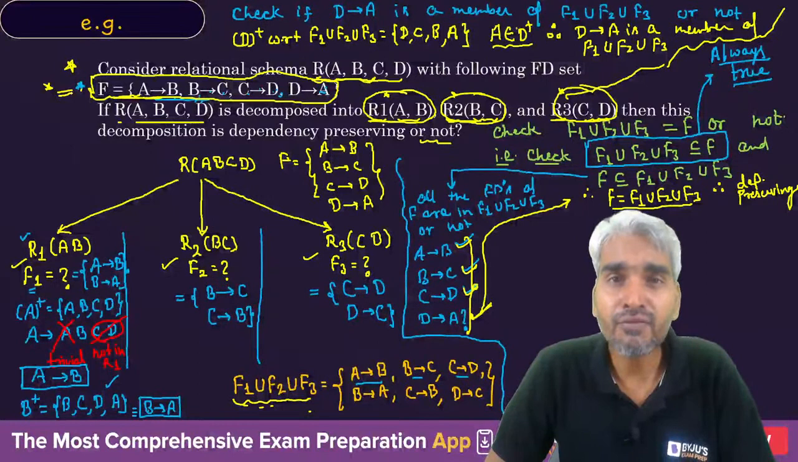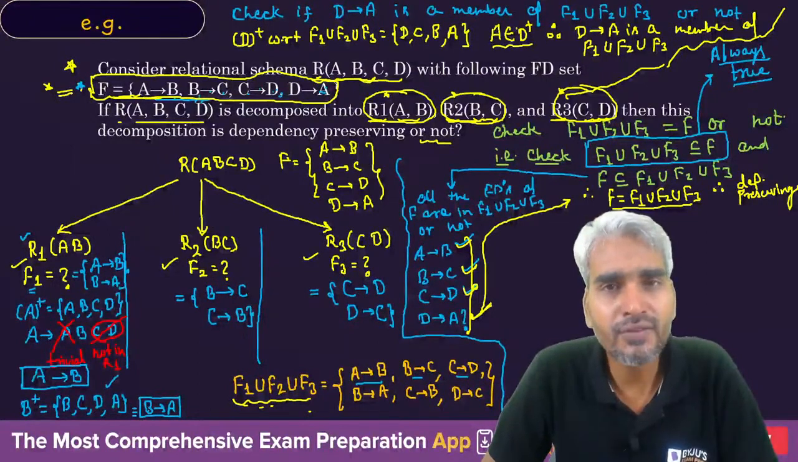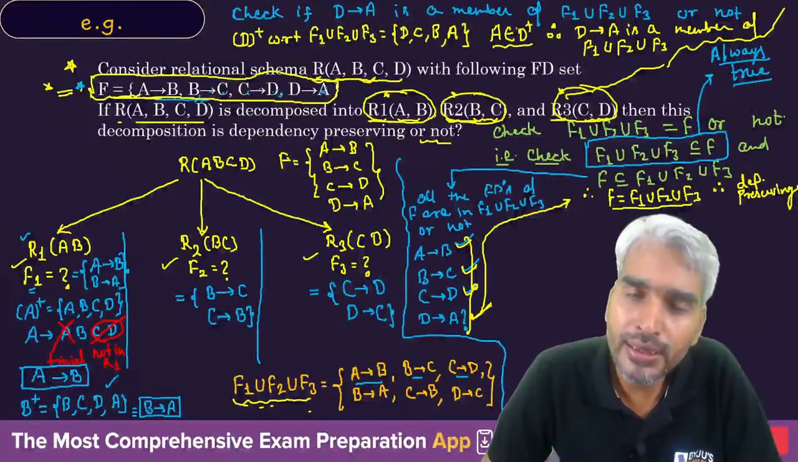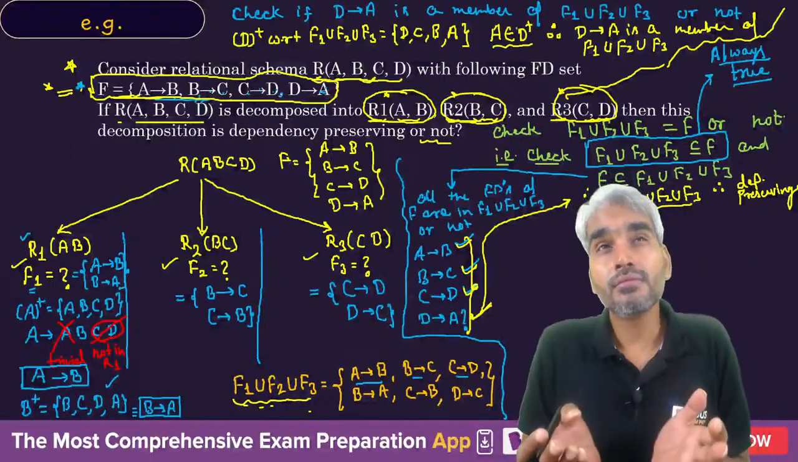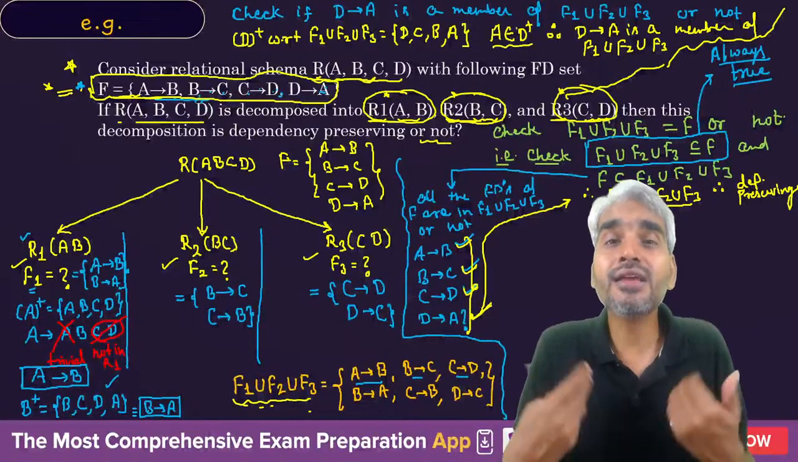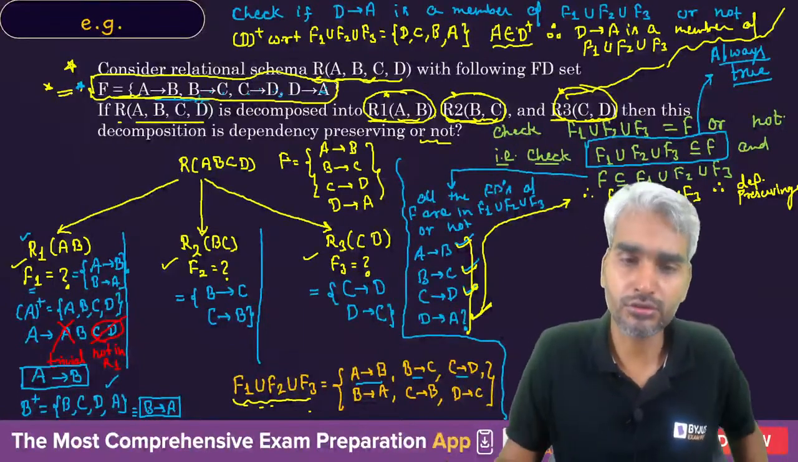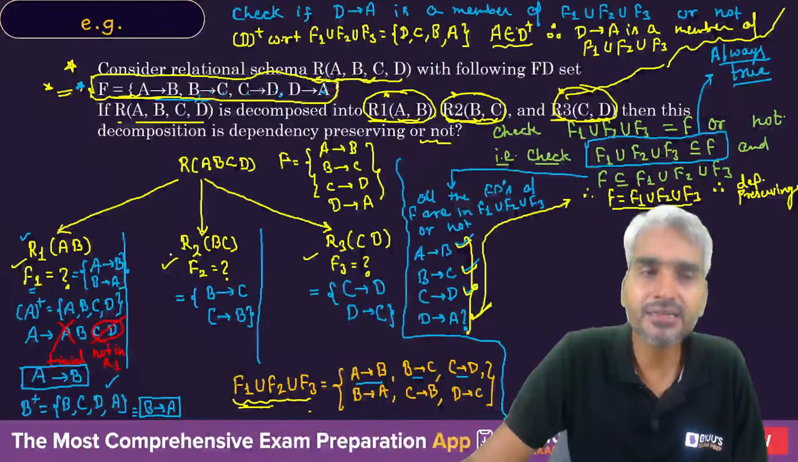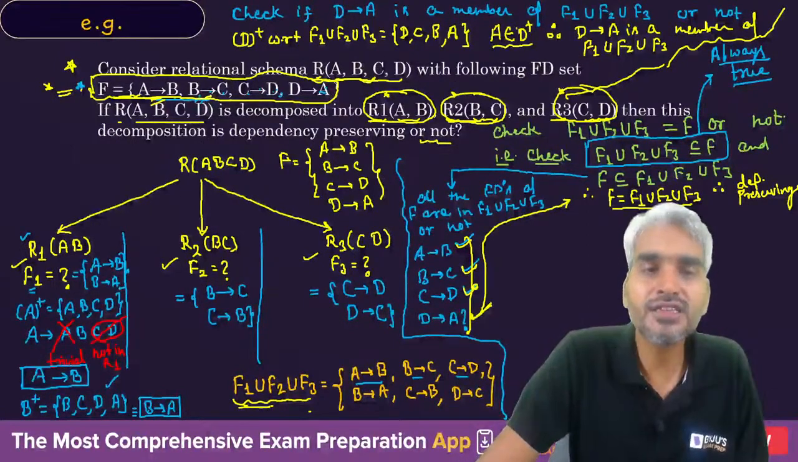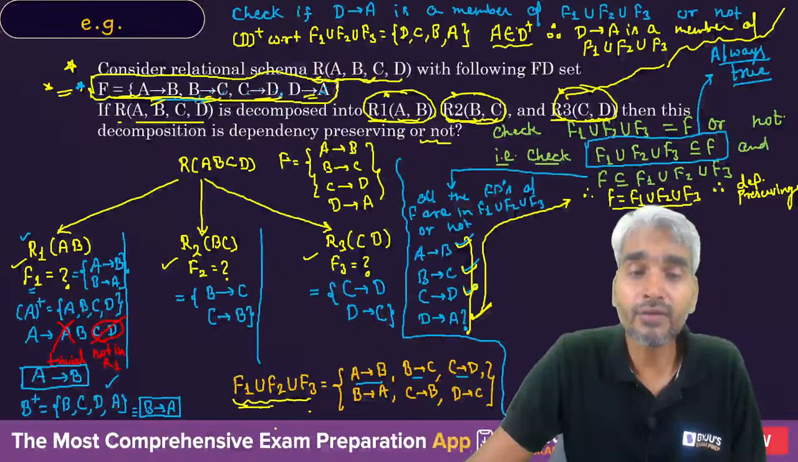So it is guaranteed that FD set F will imply F1 union F2 union F3 up to Fn, but you only need to check whether F1 union F2 union F3 up to Fn imply all the FDs of FD set F or not. So that's the only thing. Once you are done with the union, just check that all the FDs of FD set F are members of that union or not.